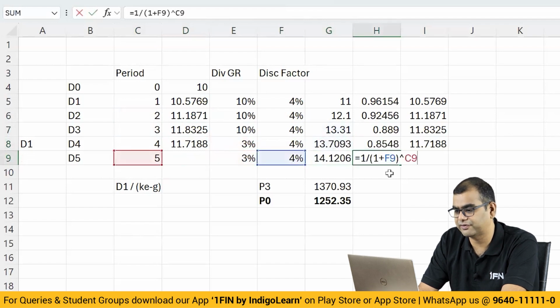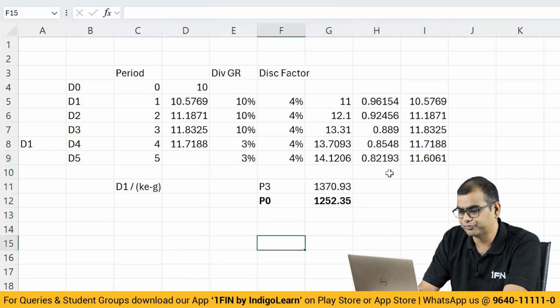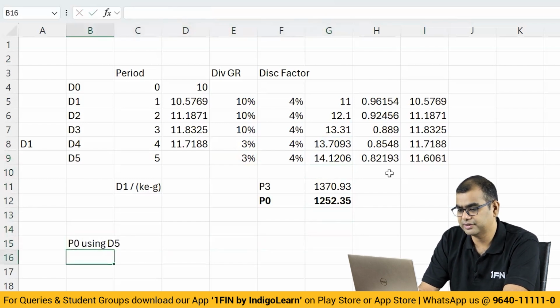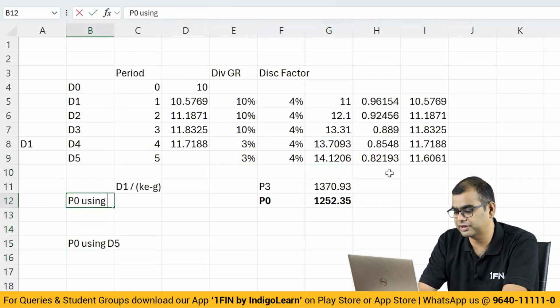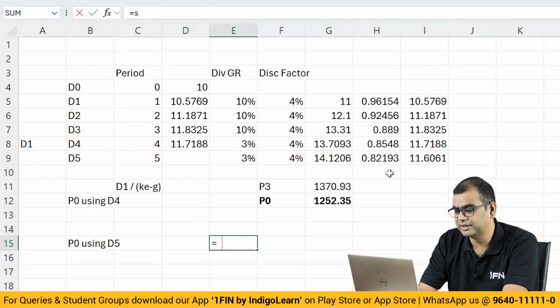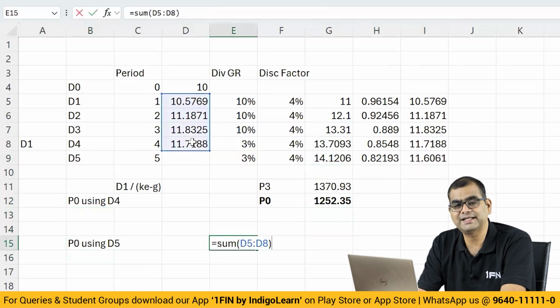What is the present value factor for the 5th year? Same 4%, 1.04 power 5, and you get the present value of your 5th year dividend, which is 11.6061. But what is D5? D5 is this, right? Now when you compute P0 using D5, this is P0 using D4. So if you compute P0 using D5, you have two parts. This is first the present value of 4-year dividends, then the price at the end of year 4.